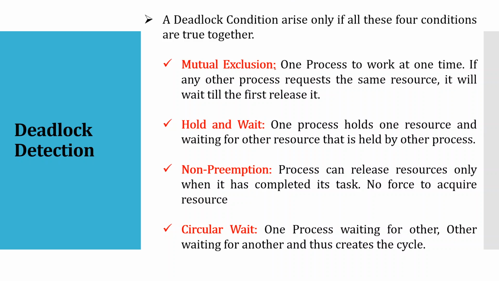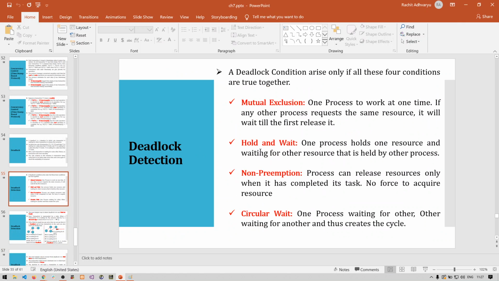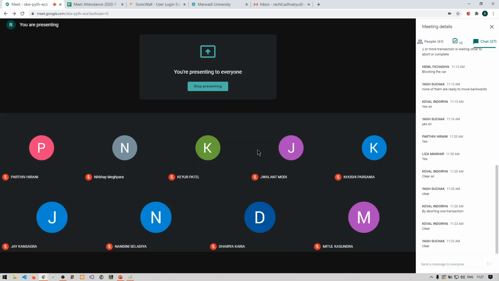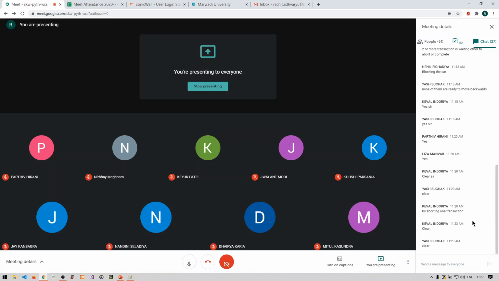Right, so any doubts in this? We will go through these definitions again, don't worry, but tomorrow, because I don't have any time to discuss these definitions again. So we are ending our lecture right now, and we will start with the deadlock topic again tomorrow, so that it is quite clear.